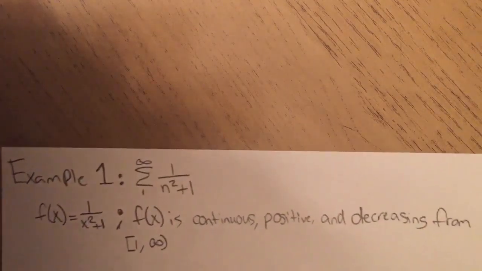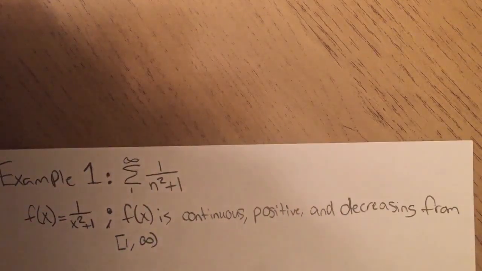Now that we have gone over our basic conditions and outcomes for the integral test, we can begin. Let's say that we have the summation from 1 to infinity of 1 over n squared plus 1. First thing you need to do is convert that a sub n to f of x. So we get that f of x is equal to 1 over x squared plus 1. f of x is continuous, positive, and decreasing from 1 to infinity, so that means that we can continue on with the integral test.